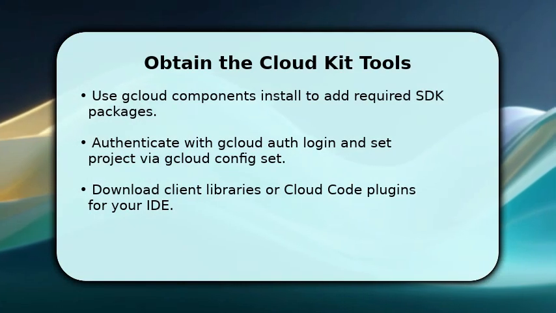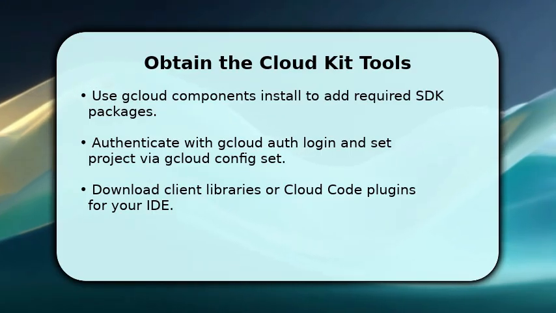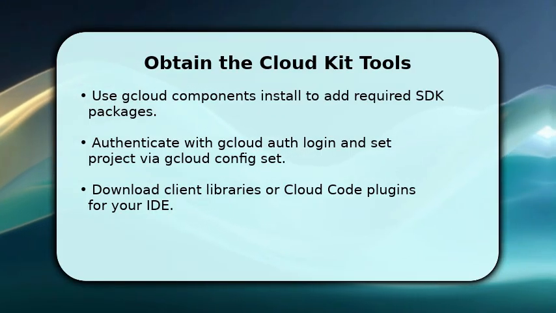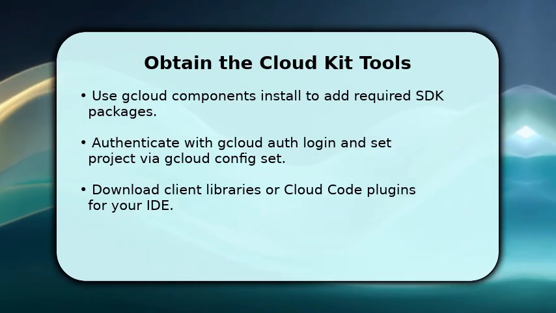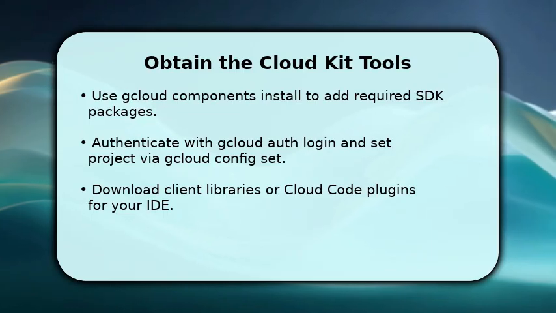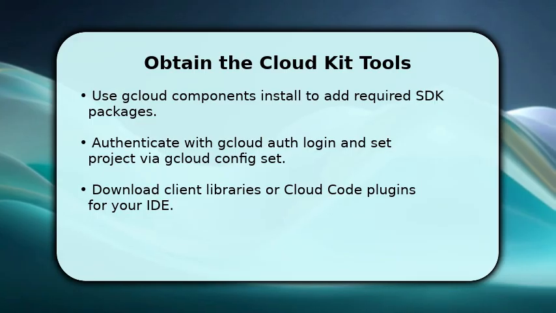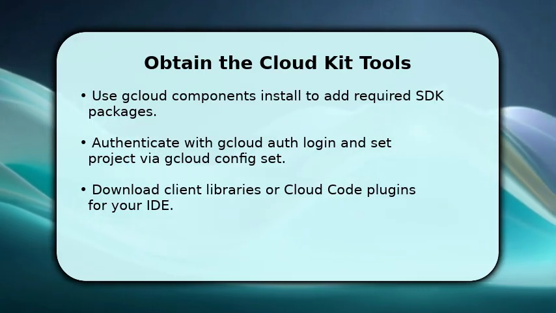Once authenticated, you obtain the actual kit. Use gcloud components install to add Cloud SDK packages like beta, kubectl, or App Engine components that your workflow requires. Then run gcloud auth login to confirm credentials and gcloud config set project ID to lock in your target.